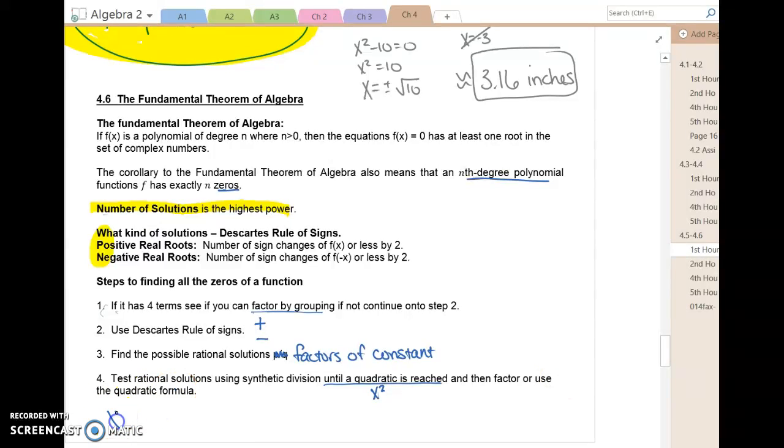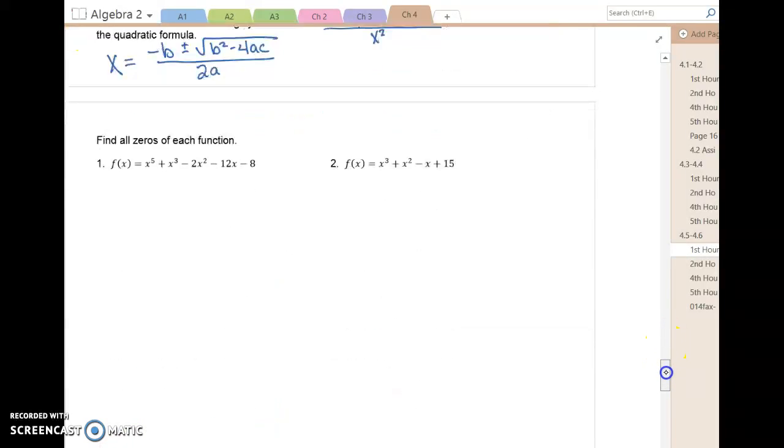We haven't used the quadratic formula since first semester, so you may want to write down what it is. x equals the opposite of b, plus or minus the square root of b squared minus 4ac, all over 2a. So pause the video if you need to get that written down in your notes. You may want to write it in your notes on this page.